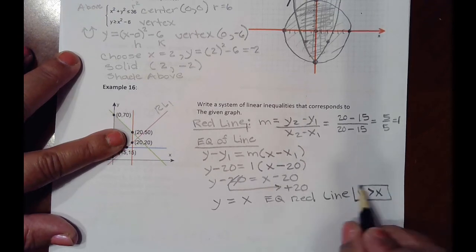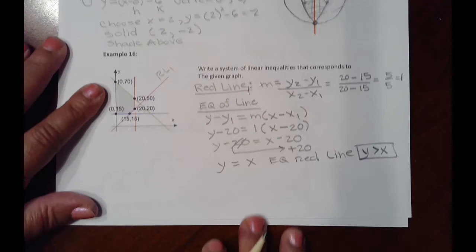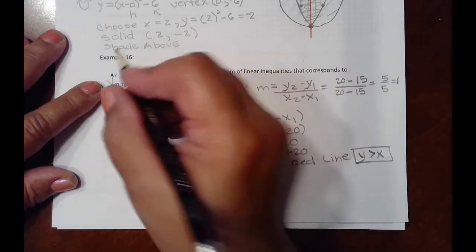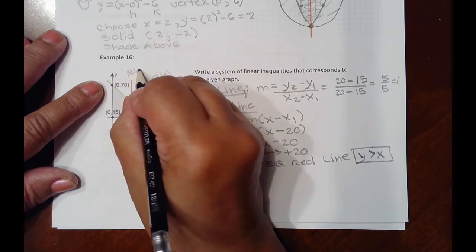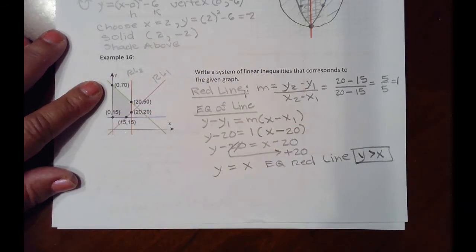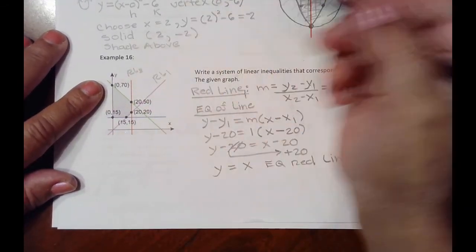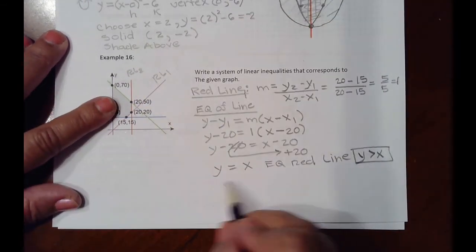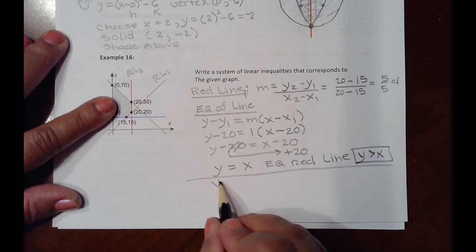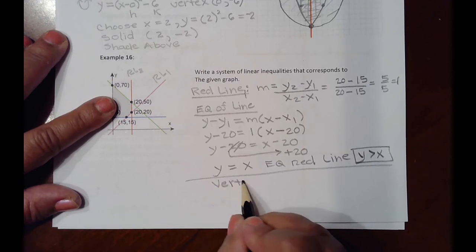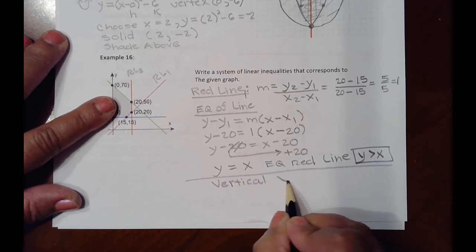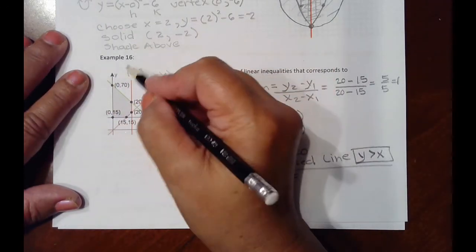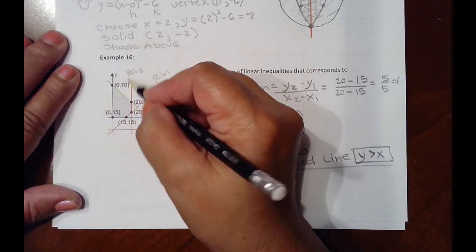So that's one of the inequalities in the system. Okay, then let's do the other one. This will be called red line 2. For this one, it's just easy because it's a vertical line, and all vertical lines are just x is equal to. So we don't have to do a bunch of work like we did for this one. X is equal to, and then the x value that it runs through.